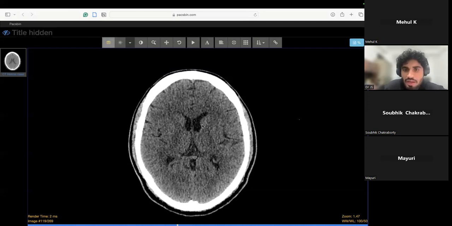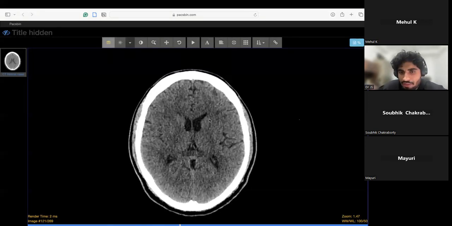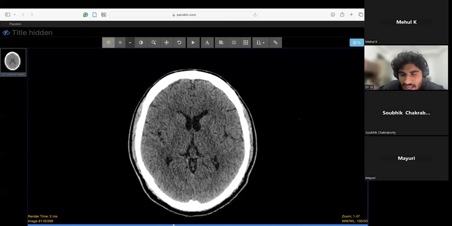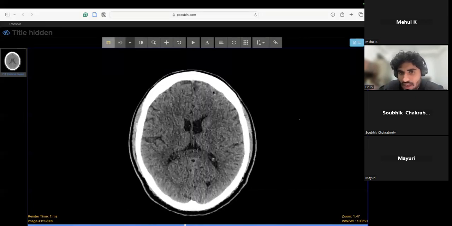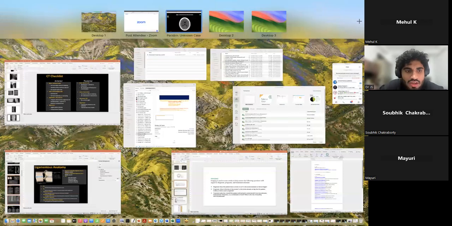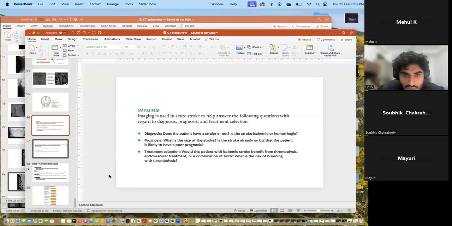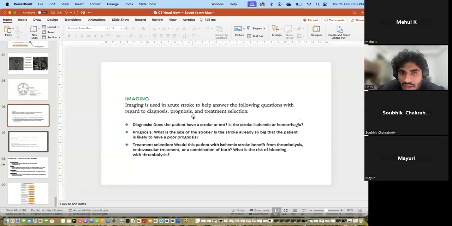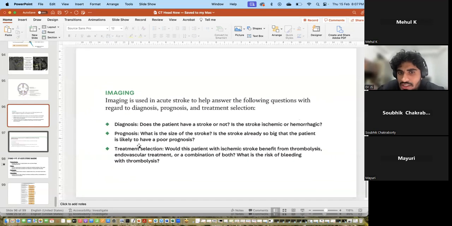Similarly, we divide the ASPECT score at the ganglionic level and also the supraganglionic level, where the cortices are divided into M1, M2, M3, and the score goes up to 10. A score of 8 to 10 is good, and we will stratify patients by it. We use CT for diagnosis, then prognosis. For prognosis, we use ASPECTS and other things. Also we look at whether it is ischemic or not, and at treatment selection.